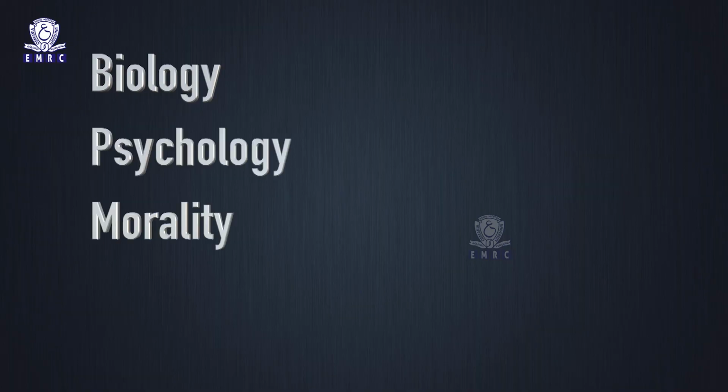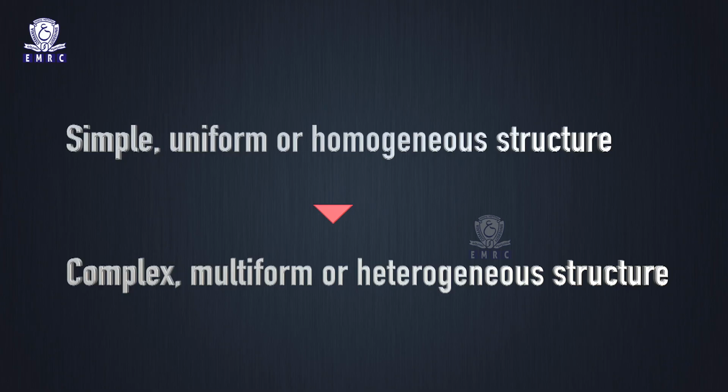psychology, morality, and sociology. Spencer believed that throughout all times there actually has been social evolution from a simple, uniform, or homogeneous structure to a complex, multiform, or heterogeneous one. In fact, Darwin's theory brought a revolutionary change in the understanding of how life evolved on Earth from a simple unicellular organism to multicellular complex organisms like human beings themselves.